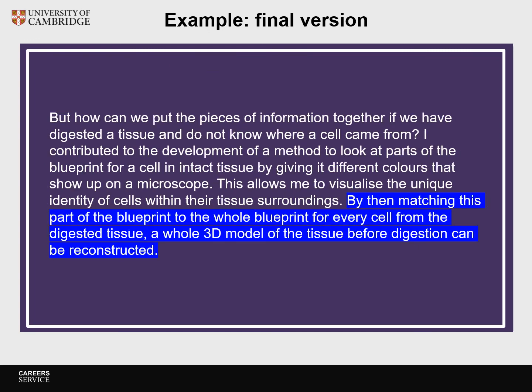The analogy used here is that by identifying where cells are located in the tissue, by lighting up a part of the blueprint, I can then match this part of the blueprint to the whole blueprint. And that means I know where a cell with that particular blueprint will be located. Perhaps not representative of the exact technical detail and perhaps still difficult to visualize, but definitely language that a layperson can understand.